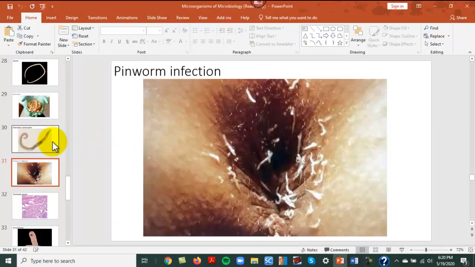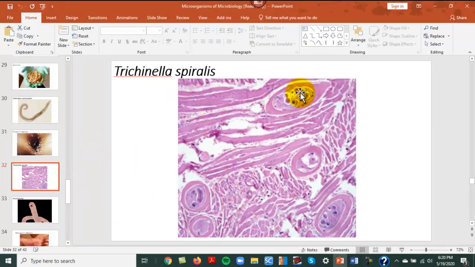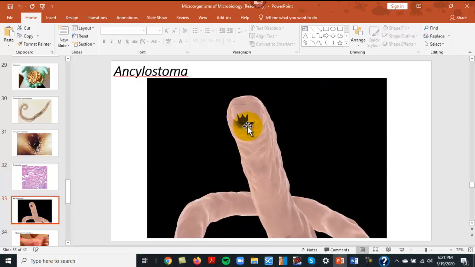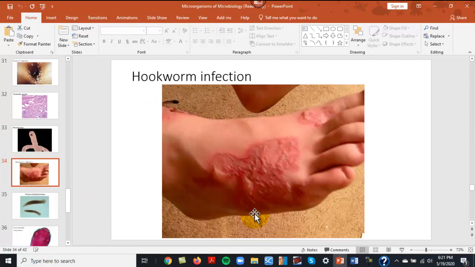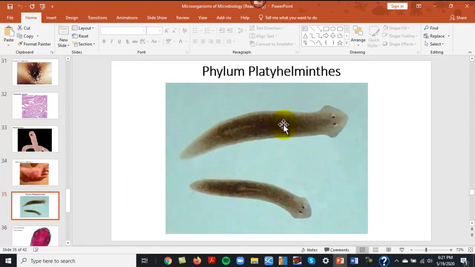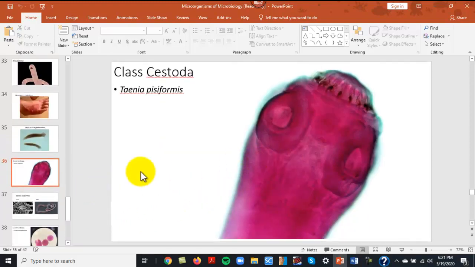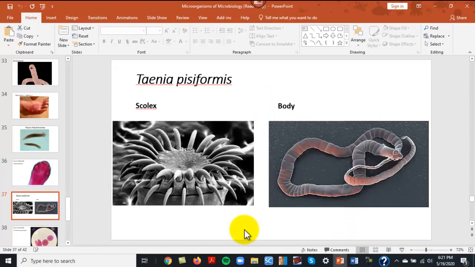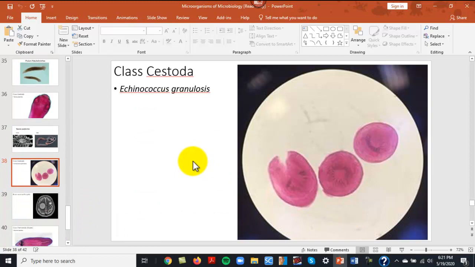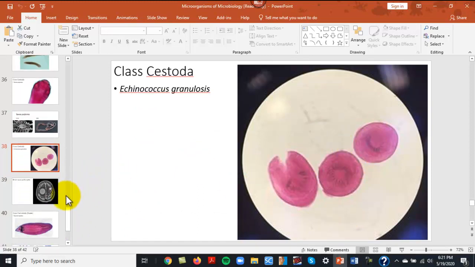The only thing I did not do, I kind of stopped with my PowerPoint. So there's some Trichinella spiralis. Remember, it embeds in muscle tissue. There's a hookworm, Ancylostoma caninum. There's a hookworm infection. Platyhelminthes, that's the phylum. So there's a good picture of the rostrum, the suckers of the scolex of a tapeworm. Yeah, there are the hooks. There's the body. Remember, it's called the strobila.